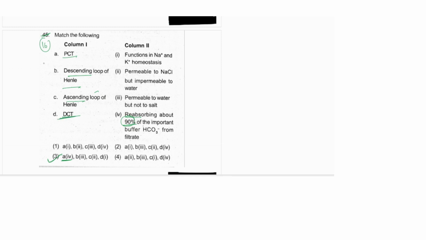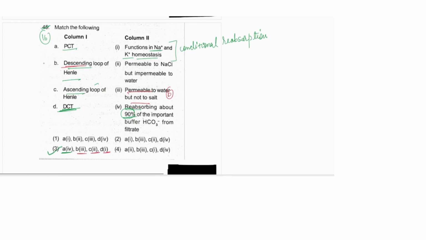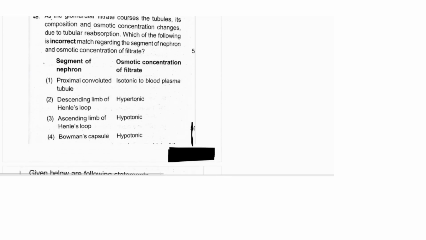We should know that the DCT is very simple to match: the function of sodium and potassium homeostasis, which all happens on the basis of conditions, like conditional reabsorption, as we know. Now let's see the descending loop of Henle. It is permeable to water, not salt. So it would be A4, B3, C2 and D1. So the third option.